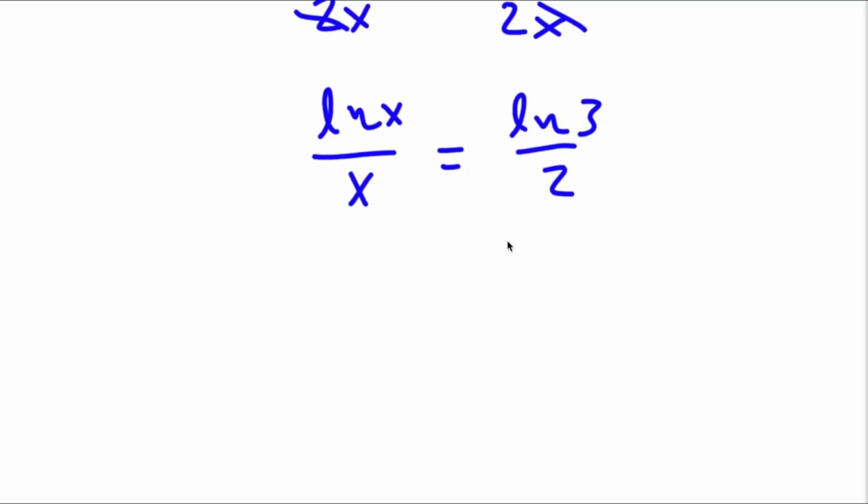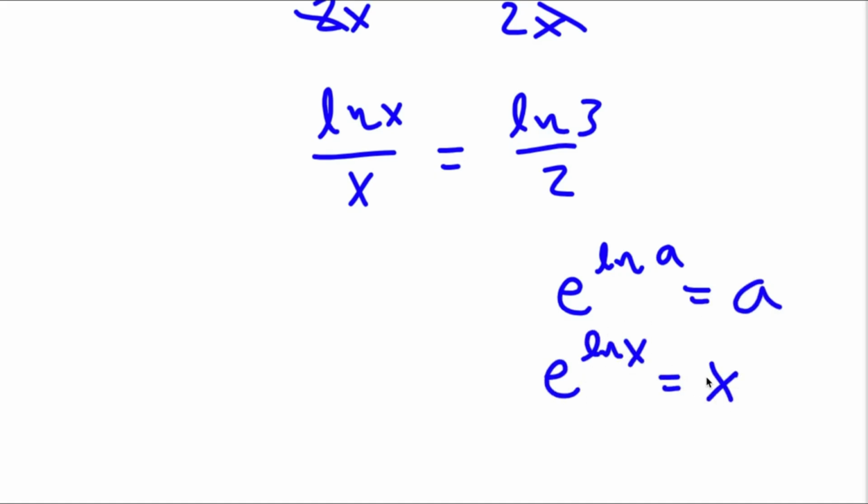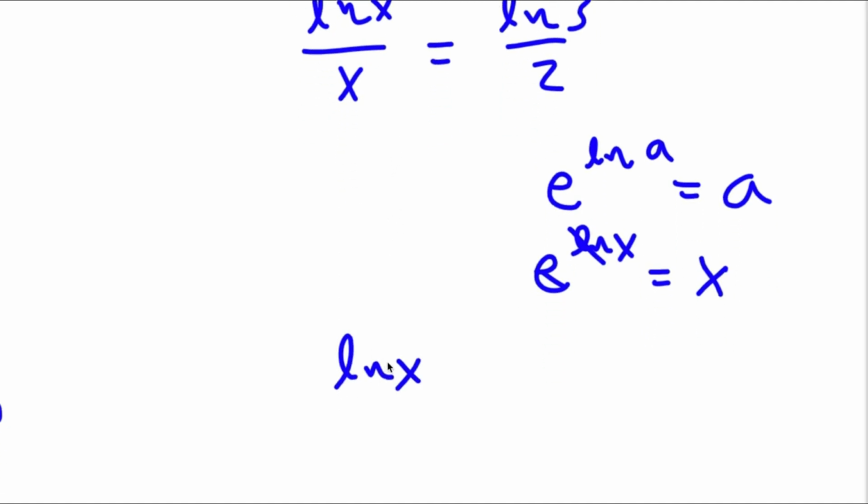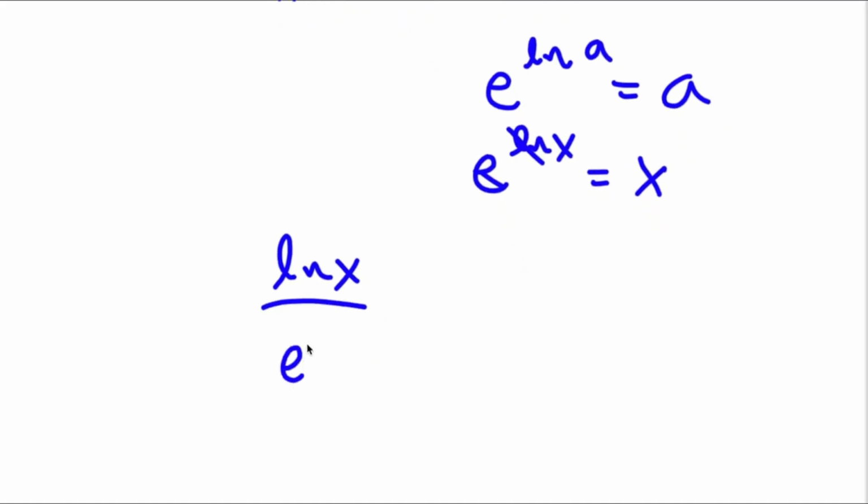Now, if I have something in the form e to the power of ln a, this is the same thing as a, and if I have something in the form e to the power of ln x, this is equal to x, because the e and ln cancel out, so I'll just be left with whatever is left. So x here, this is the same thing as e to the power of ln x is equal to ln 3 over 2. So now I have ln x over e to the power of ln x is equal to ln 3 over 2.